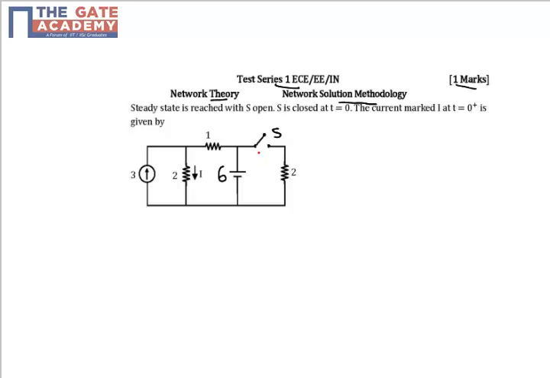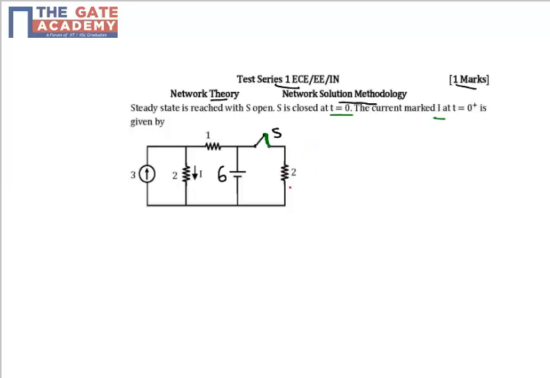So the question says that the switch S is initially open and the circuit has reached a steady state. On that condition, at time t equal to 0 you have closed the switch. Now find out the current I just after the switch is closed. So you need to find the current I at t equal to 0 plus.